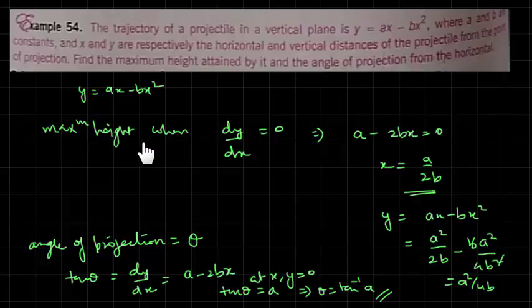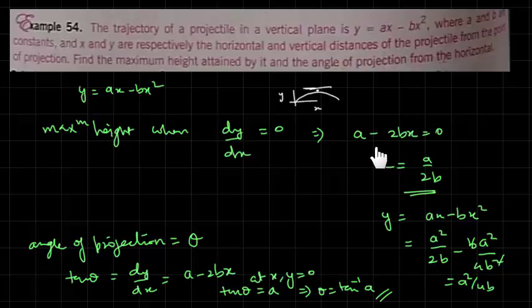So maximum height is attained when dy/dx equals 0. At that time it will be a flat curve. So if this is y versus x, then whenever it is at the top, at that time we say the slope is 0, that is dy/dx is 0. So at maximum height dy/dx is 0.